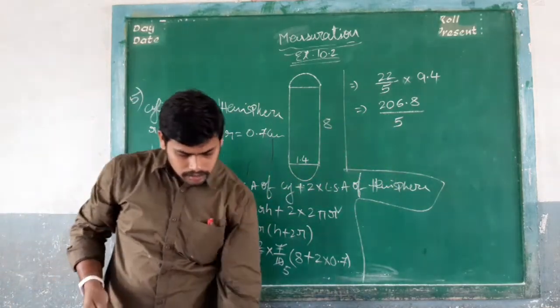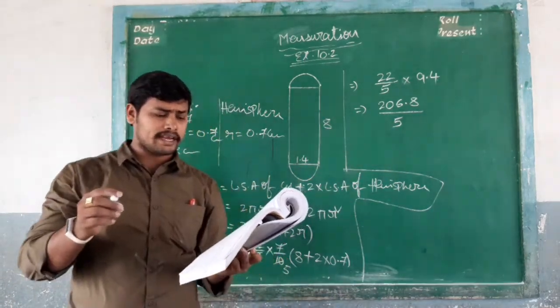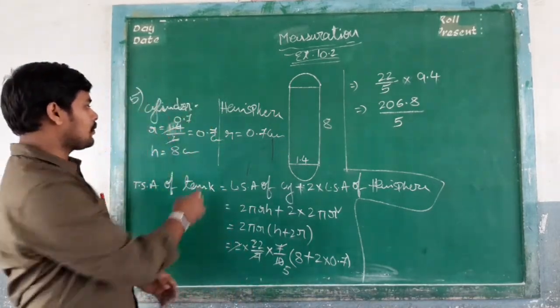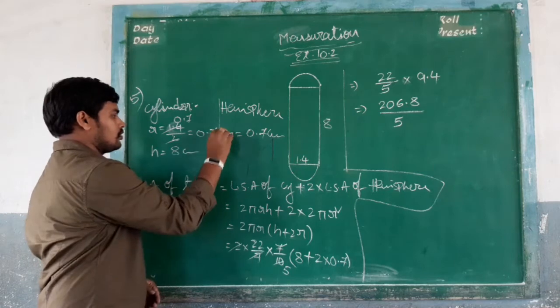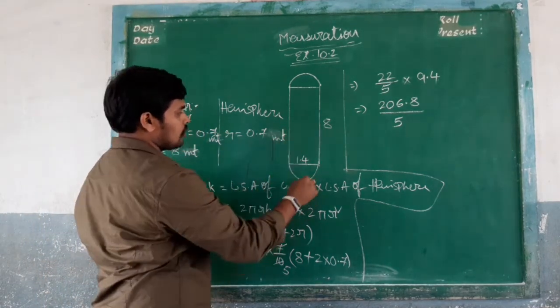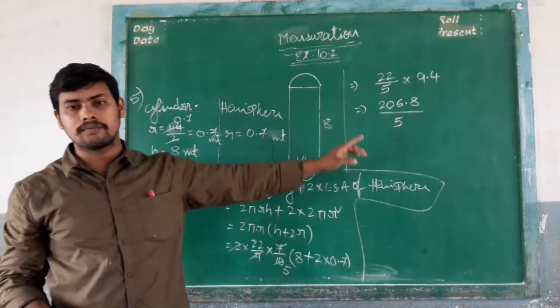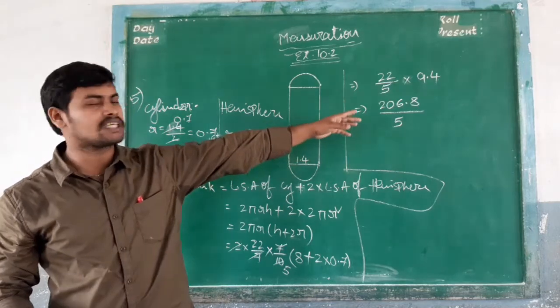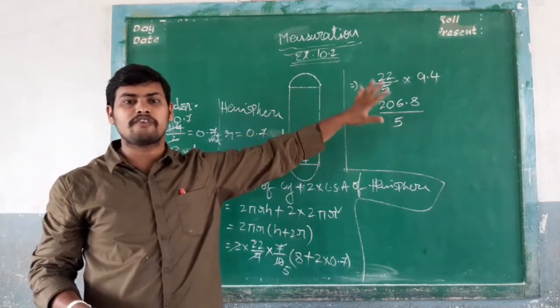So here the cost of painting it outside is 20 rupees per meter square. Sorry, these are all meters. The cost of painting is 20 rupees per meter square. Here how many meter squares are there? 206.8 divided by 5 meter squares are there.